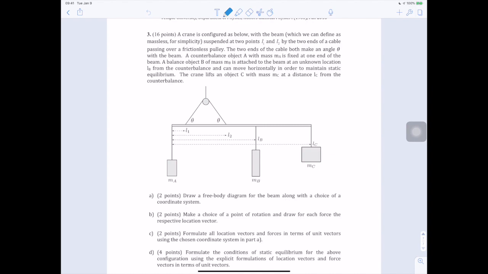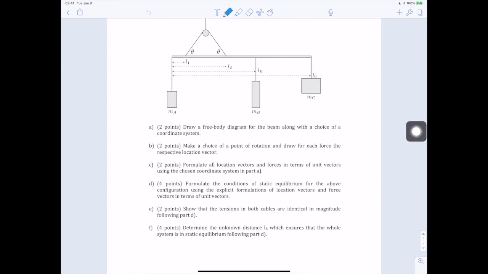This is a crane configured as below, with a beam suspended at two points L1 and L2 by the two ends of a cable passing over a frictionless pulley. The two ends of the cable both make an angle theta with the beam, and a counterbalance object A with mass MA is fixed at one end of the beam. A balance object B of mass MB is attached to the beam, shown here, at an unknown location, so that the distance from the counterbalance is unknown, and it can move horizontally in order to maintain static equilibrium. The crane lifts an object with mass MC at a distance LC from the counterbalance.